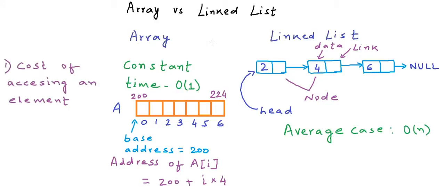So on this parameter, cost of accessing an element, array scores heavily over a linked list. So if you have a requirement where you want to access elements in the list all the time, then definitely array is a better choice. Now the second parameter that we want to talk about is memory requirement or memory usage.